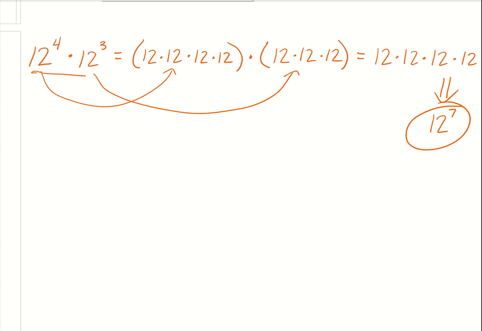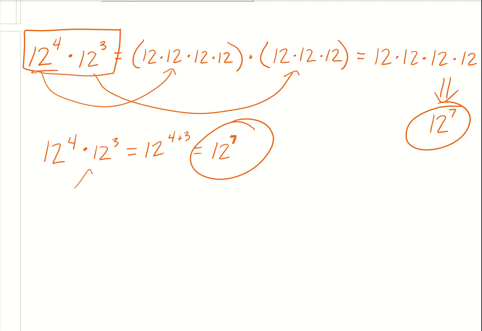Now you'll notice, if I look at these two next to each other, really all I have to do is add our exponents. Because 12 to the 4th times 12 to the 3rd gives me 12 to the 7th. This is what you want to be doing, but it's important that we have the same base for both of them.